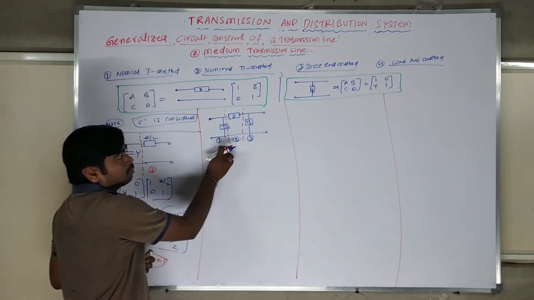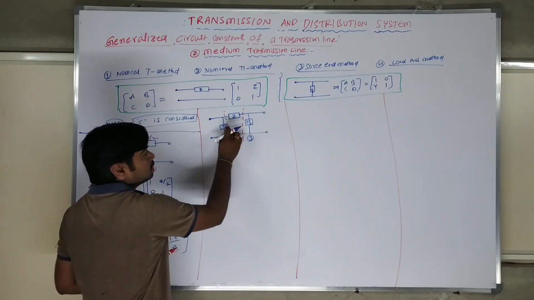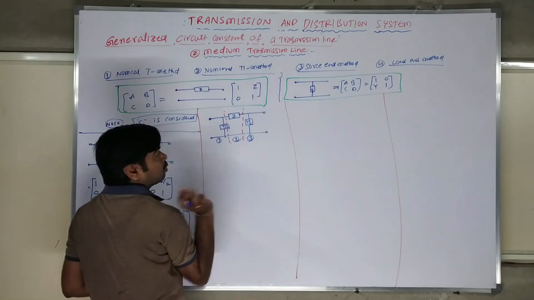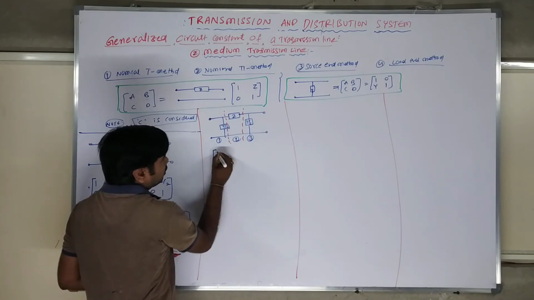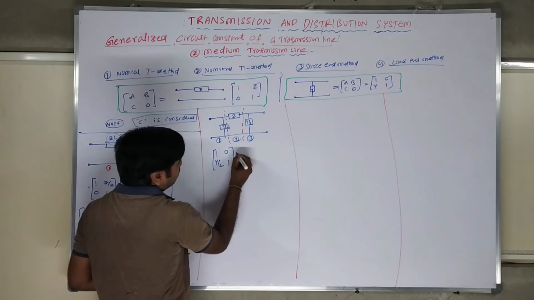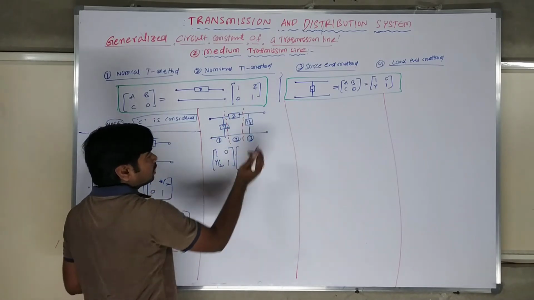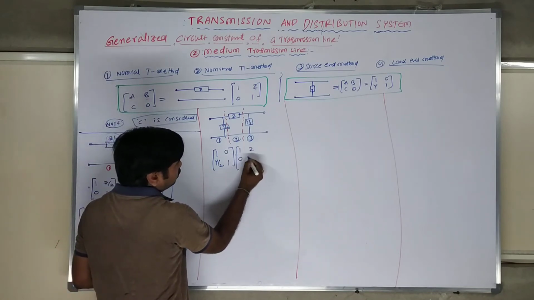Part 1 looks like this admittance model. Take that equation. In this we have y by 2. Let me tell you how to write y by 2: [1 0; y by 2 1]. The next part is only the impedance, so you can write it as [1 z; 0 1].